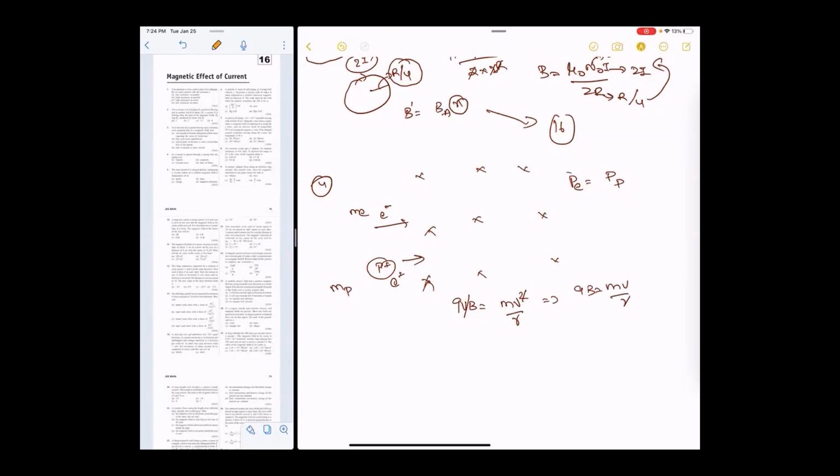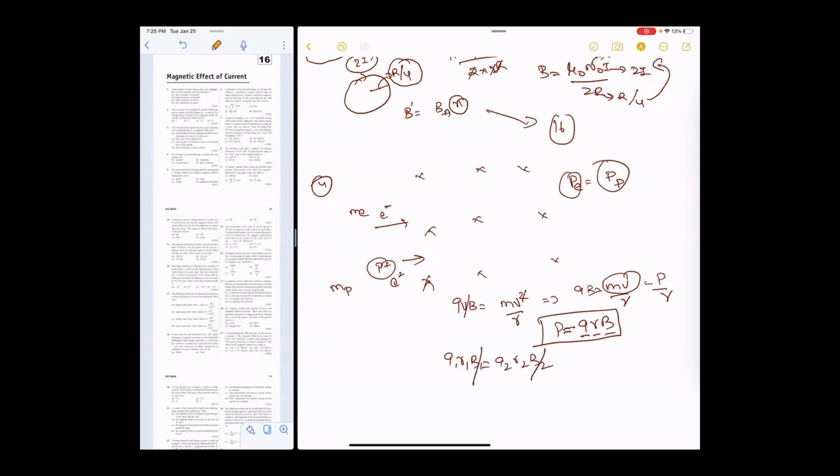Now momentum is the same, so I have to write in terms of momentum. mv is momentum, so this is p by r. I can say momentum is QRB. For any particle, momentum is charge into radius into magnetic field. Agreed or not? He said both are the same. So Q1 R1 B1 is Q2 R2 B2.